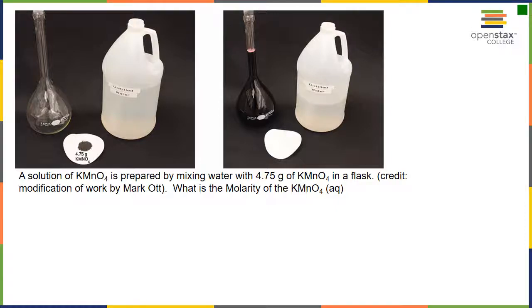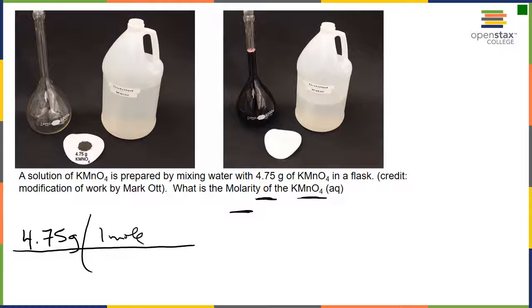So let's think about this one. We want the molarity of the potassium permanganate in this solution, and we're looking at 4.75 grams of potassium permanganate in this container. And so what is the molarity? So if we have 4.75 grams of potassium permanganate, we know that the molar mass of potassium permanganate is 1 mole for every 158 grams. And yes, we're going to get that off the periodic table. We're going to discover that in this solution we have 0.0301 mole of potassium permanganate.